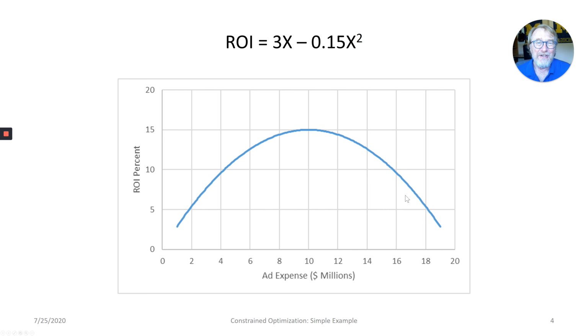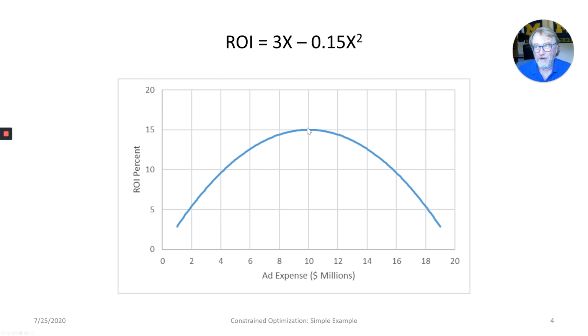So obviously this is a very simple function. You say, hey, why don't you just go ahead and plot it? And obviously you can see advertising expenditure should be $10 million, right? You can see right down there, $10 million. That's where I get the most bang for my buck.